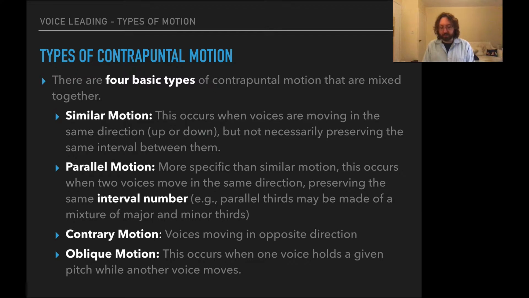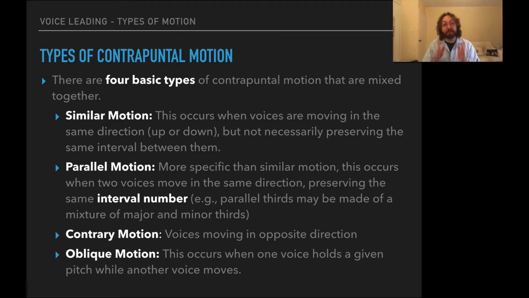So that you'd get this. They're both moving upwards, but their intervals are different. Now, you can go back and forth. You can certainly have some be the same interval, but I'm just saying that similar motion is moving in the same direction and not keeping the same interval.